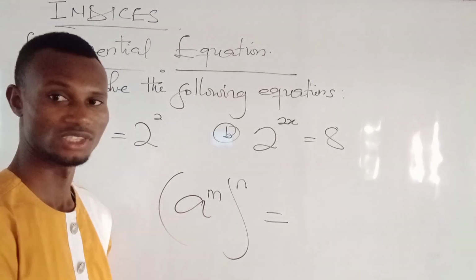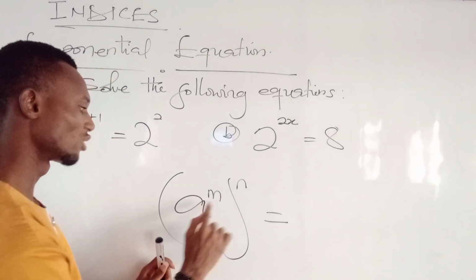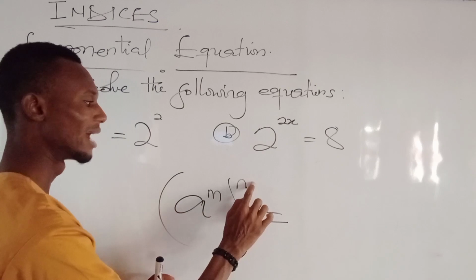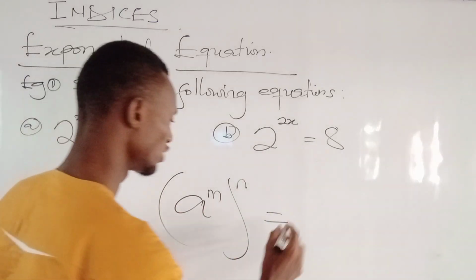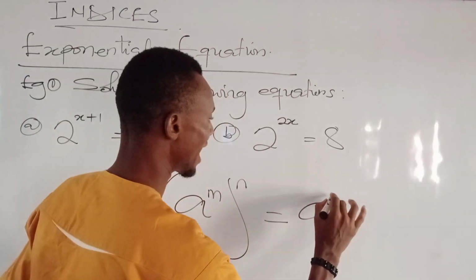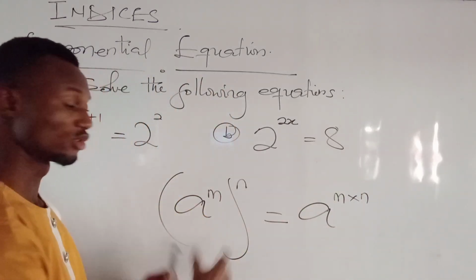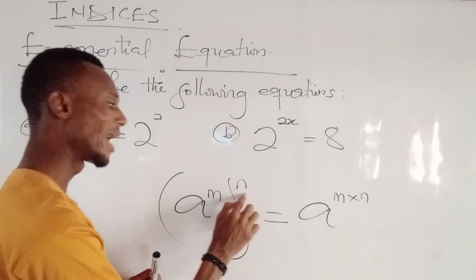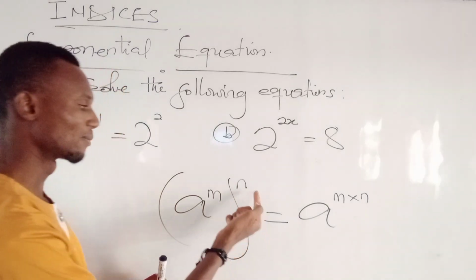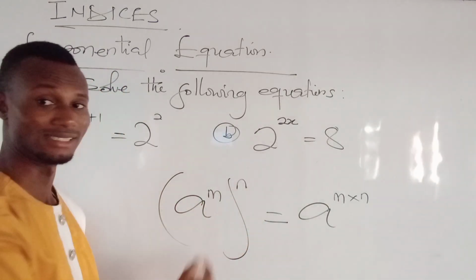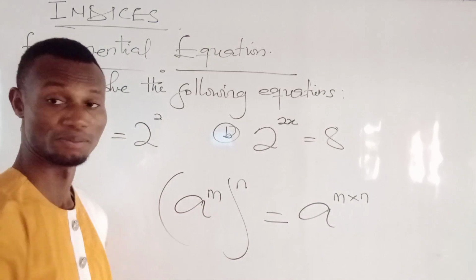Okay, and that is how you simplify it. So having a to the power m all raised to the power n, it is going to be a to the power m times n. As I've explained, to simplify this one, this power n which is here will multiply the power m that is in the bracket, and that is how to simplify this one.